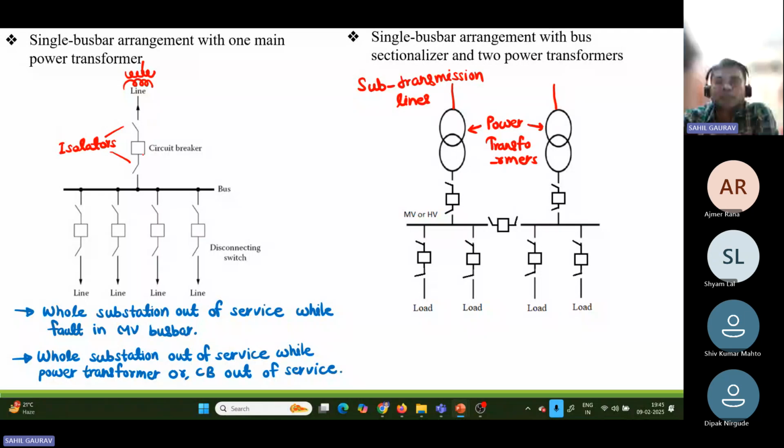The first problem is: single bus bar arrangement in substation is used for voltages of which range? A, 11 to 33 kV; B, 66 to 110 kV; C, 132 to 220 kV; D, 220 to 765 kV. You can write on the chat box.